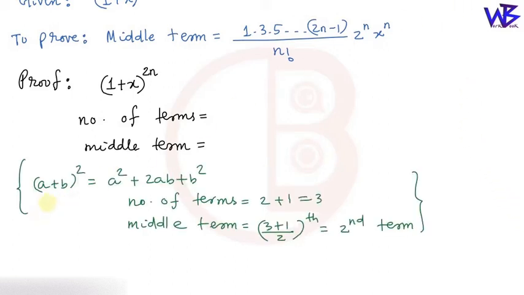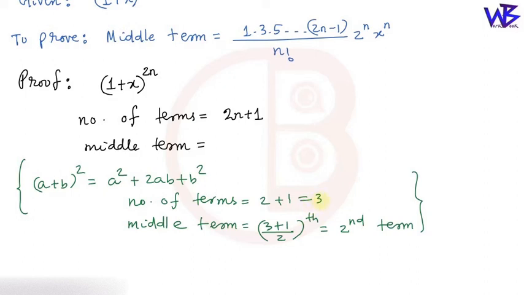Here is the example. We have (a + b)^2 = a^2 + 2ab + b^2. (a + b) is a binomial raised to the power 2, and likewise here the exponent is 2n. Both are even. So here the number of terms is 2 + 1, which is equal to 3. In that fashion, the expansion (1 + x)^(2n) will have number of terms equal to 2n + 1, which is odd, as 3 here is an odd number.